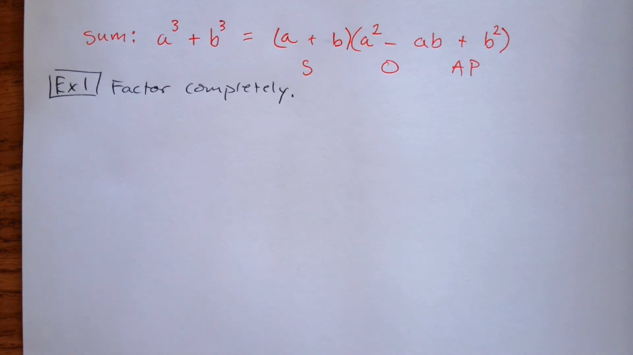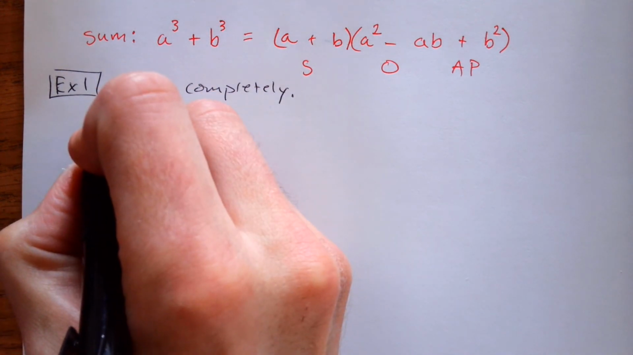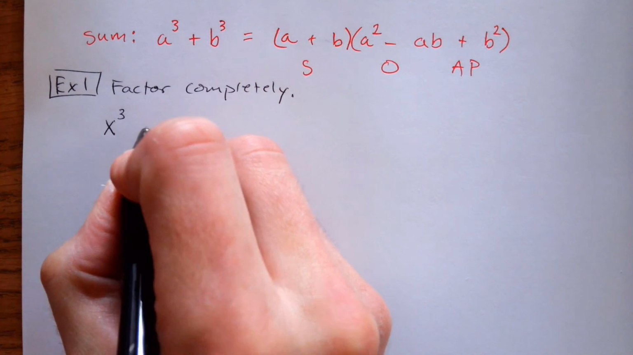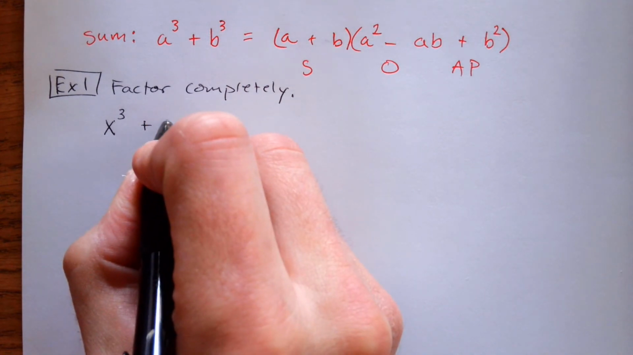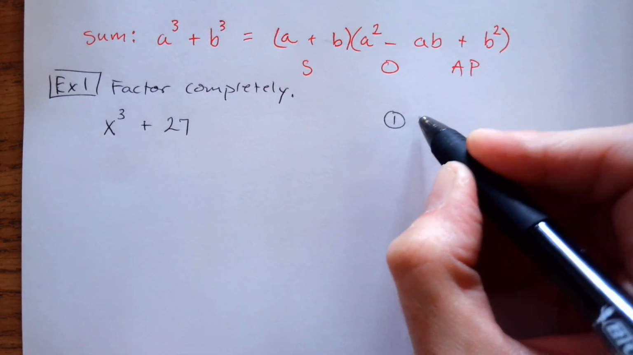Our first step, just like on all the other factoring problems, is to look to divide by a greatest common factor. So when I write this down, we're going to try and see a greatest common factor. So it's going to be x cubed plus 27.